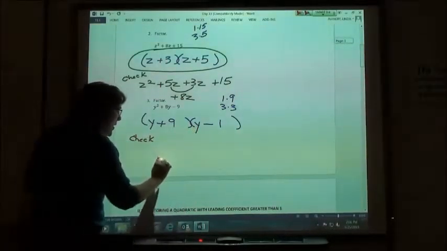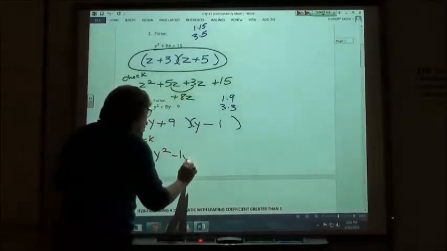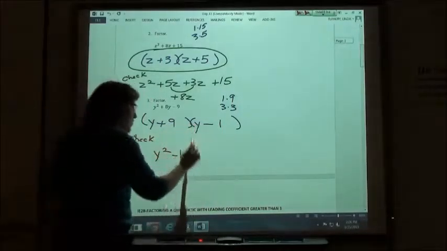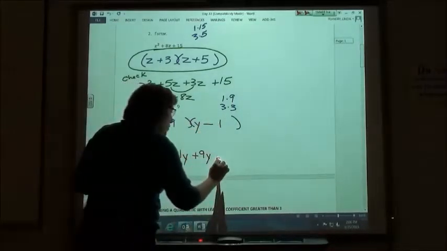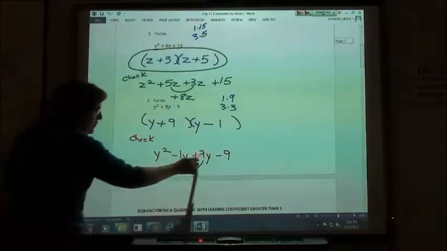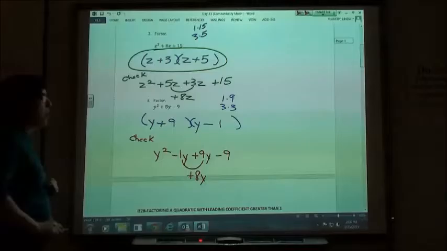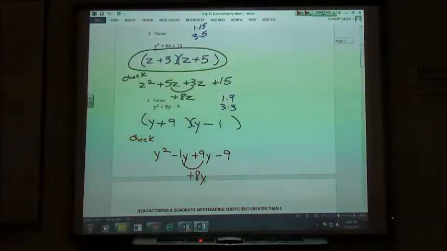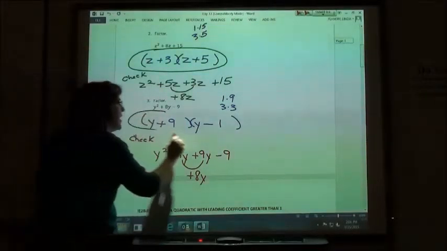Y times y is y squared. Y times negative 1 is minus 1y. 9 times y is a positive 9y. 9 times a negative 1 is minus 9. The pair in the middle, negative 1 plus 9, gives me the positive 8y, which is what I want in the middle of my expression there. So y plus 9 times y minus 1 is going to be my answer.